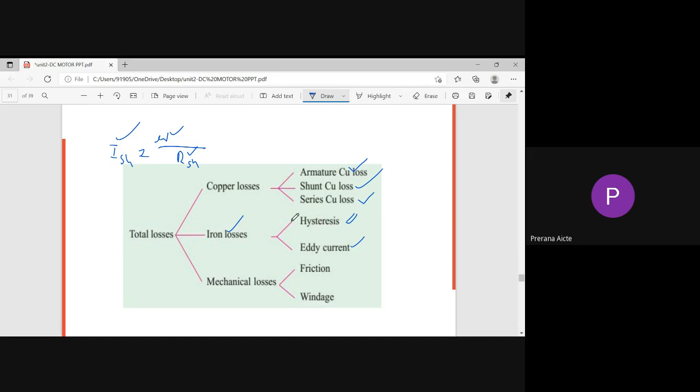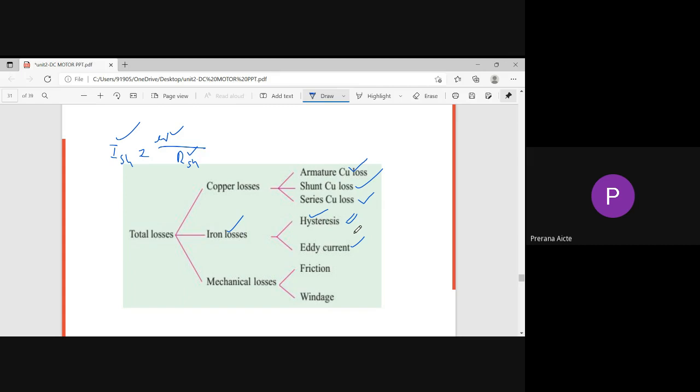Similarly, hysteresis losses. What is meant by hysteresis losses? When the armature is rotated, the main field flux flows from the north pole to the south pole. When this armature is rotated, sometimes the flux flows from north pole to south pole in the armature, sometimes in the reverse direction.